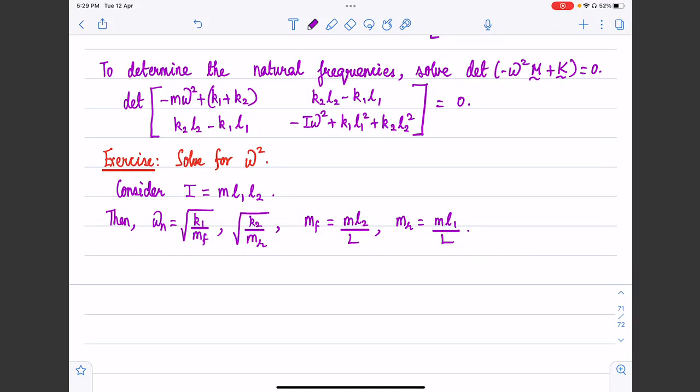Okay, so please do this as an exercise and convince yourself that this is the result. All right, okay. So this is a very neat result that comes out of the half-car pitch model. Okay. So any questions on the half-car pitch model before I pose the half-car roll model?